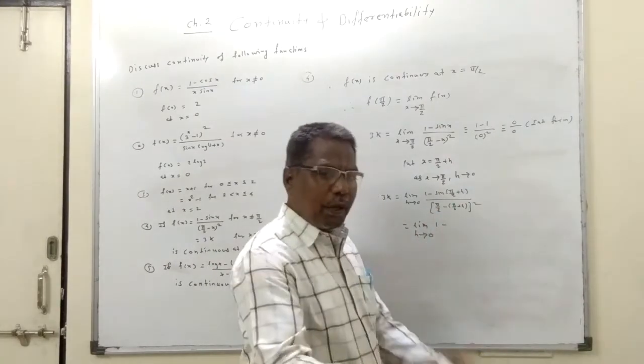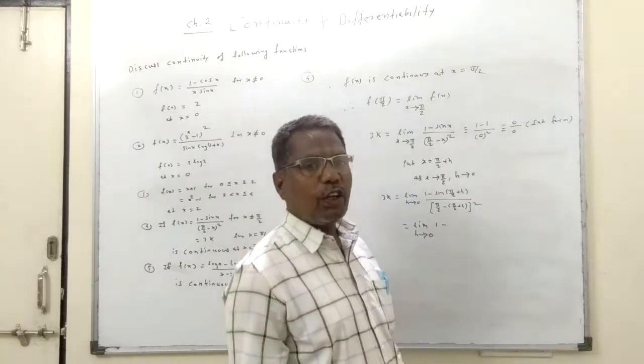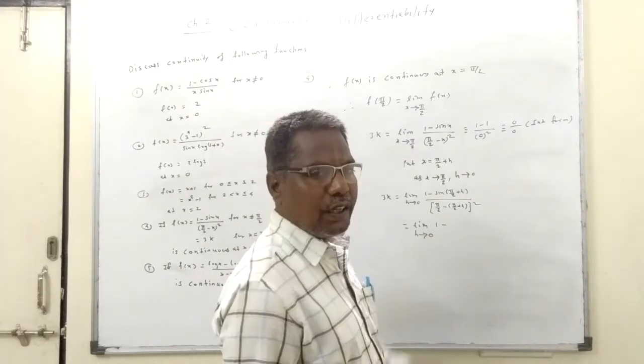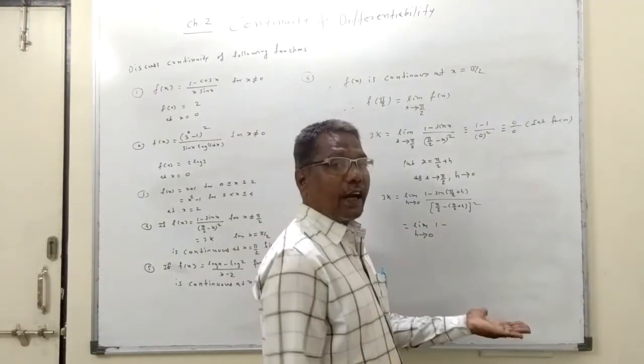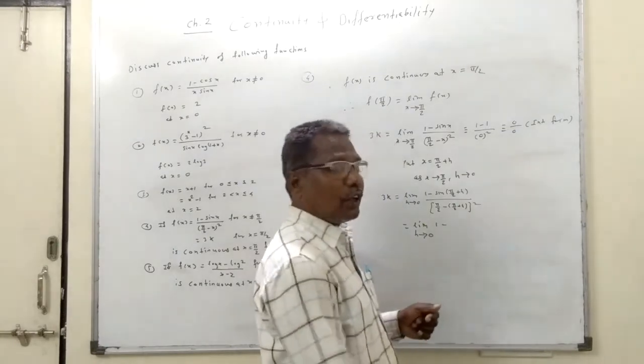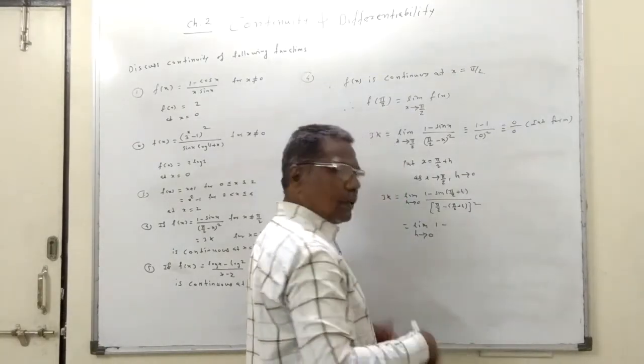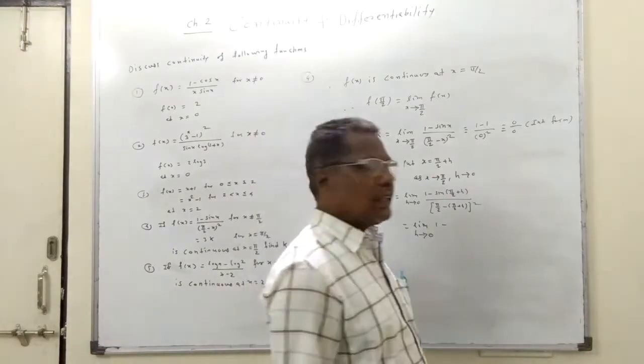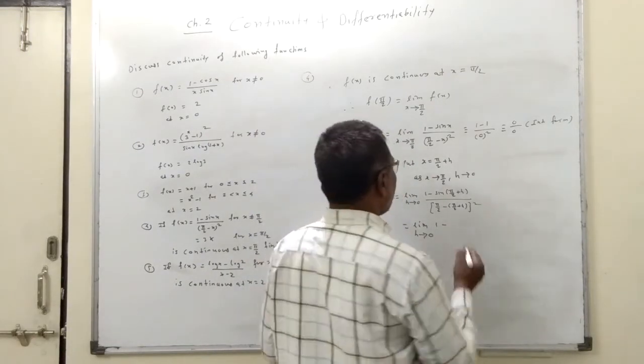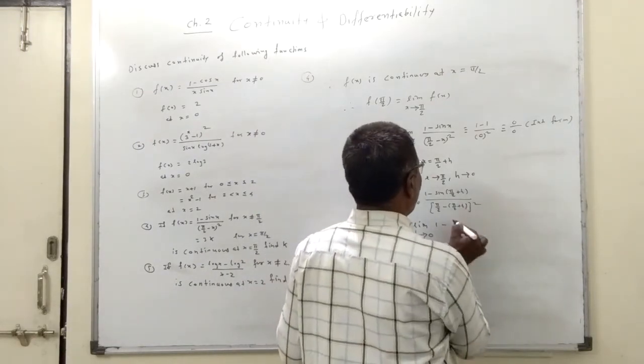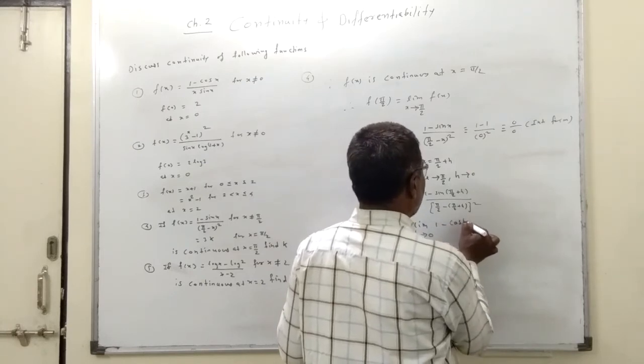Now when an odd multiple of pi by 2 is added to the trigonometric function, the ratio changes. Sin goes to cos, cos to sin, tan to cot, cot to tan. We have studied this in trigonometry, allied angles. So 1 minus, now the ratio changes, cos h.